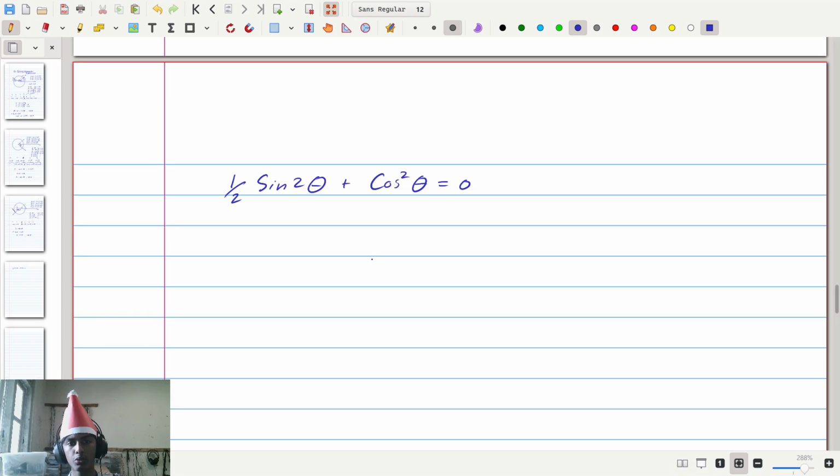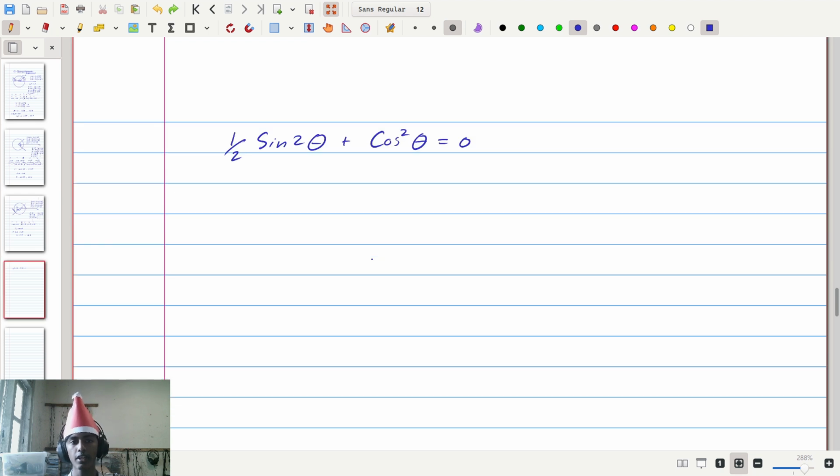We have that half sine 2 theta plus cosine squared theta is equal to 0. A good strategy to follow when trying to solve these kinds of equations is to reduce everything into sine theta, cosine theta, and tan theta if possible. That's a very good strategy, and it tends to work very well in most circumstances. In this case, we can try to reduce sine 2 theta into sine theta and cosine theta. We know a formula for this. We know that sine of 2 theta is 2 sine of theta times cosine of theta, which we can use here, and then that's plus cosine squared theta is equal to 0.